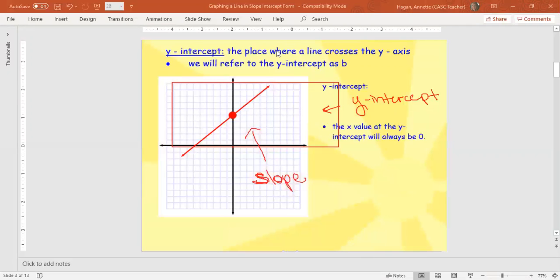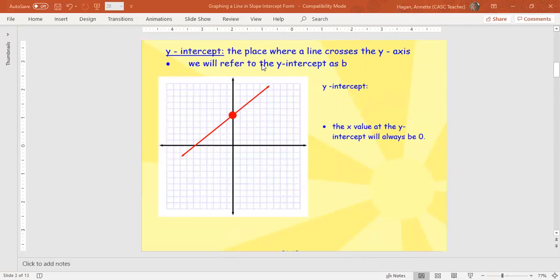So before we dive into the whole formula, let's talk about what is the y-intercept. We said the slope-intercept formula gives you a slope and an intercept, and that intercept is the y-intercept. So what is the y-intercept? This is a definition for your guided notes. The y-intercept is the place where a line crosses the y-axis. We refer to the y-intercept as the letter b. I'm not sure why we use the letter b, but we use the letter b. Okay, so our y-intercept is where it crosses the y-axis.